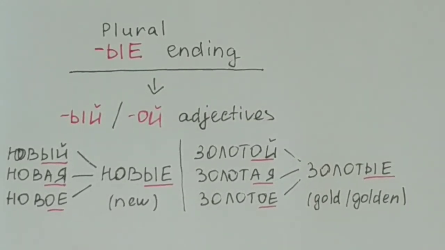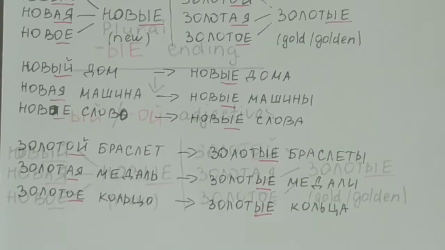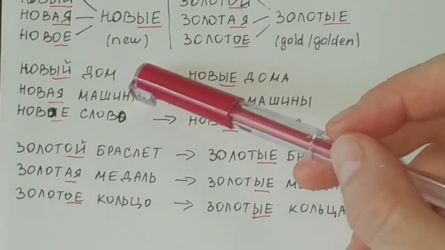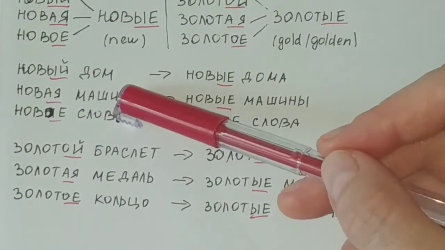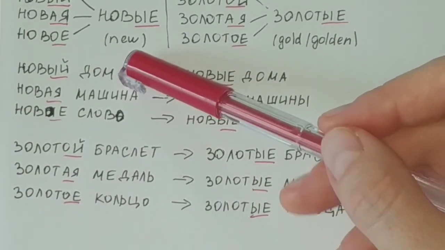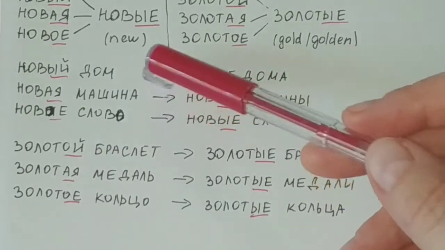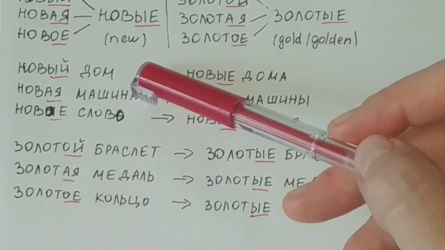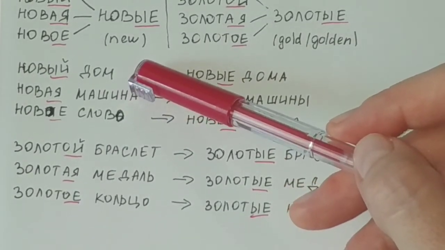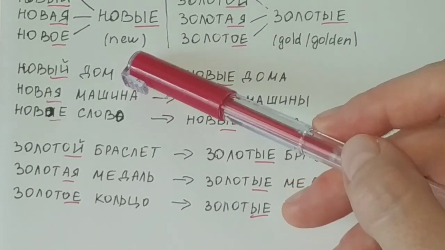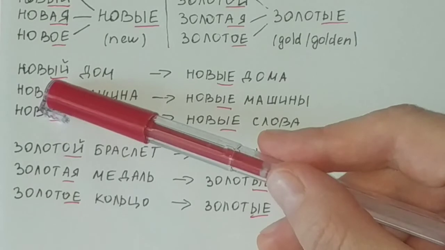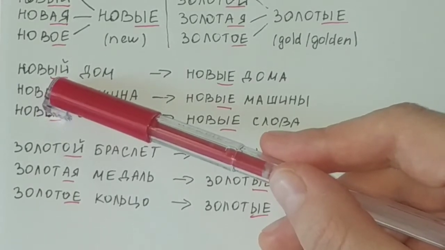And now let us read some examples. So here we can see this example with three different genders. So for the masculine gender, we have this phrase, which is новый дом. So дом meaning house. It is a noun of the masculine gender, and the adjective used with it is новый of the masculine gender as well.